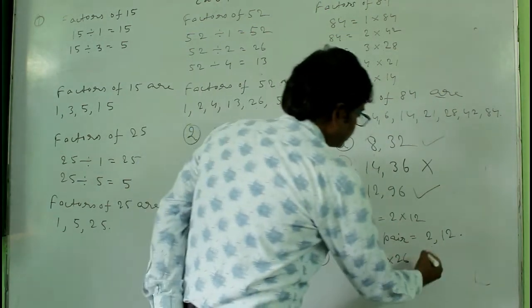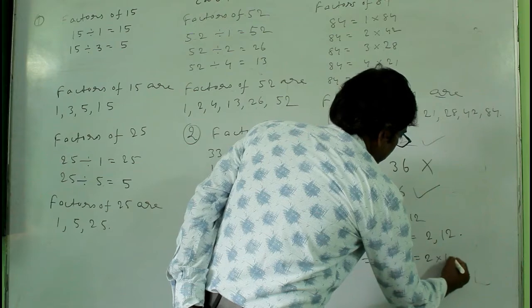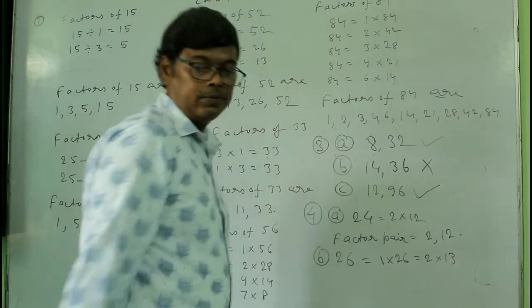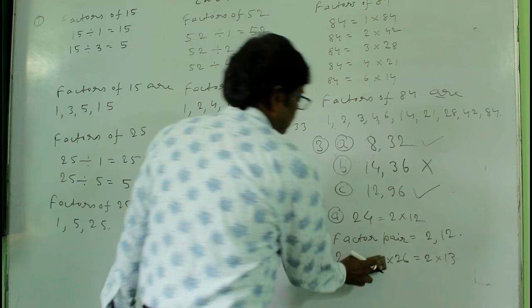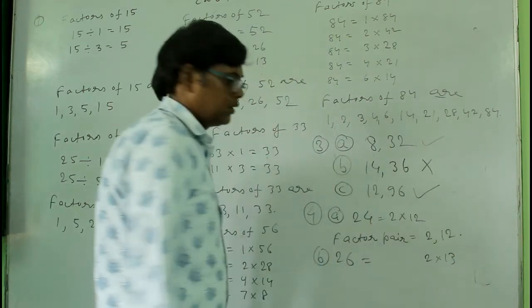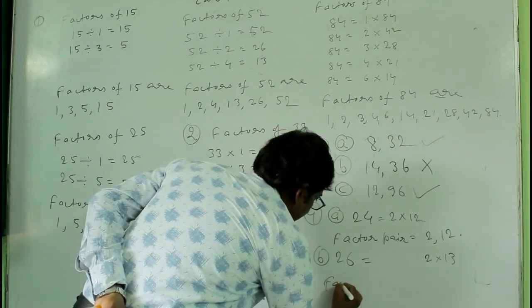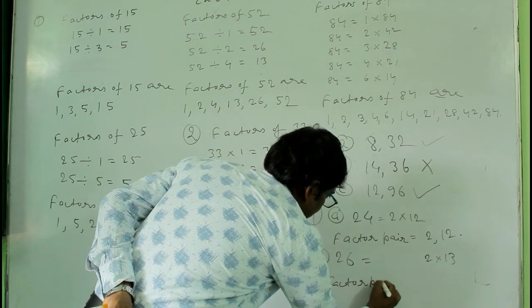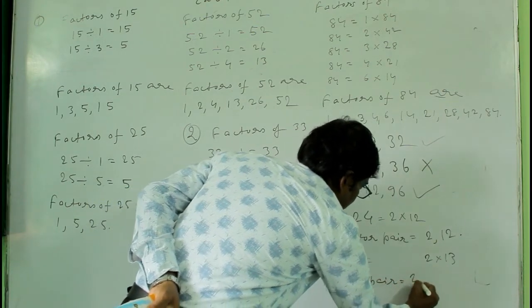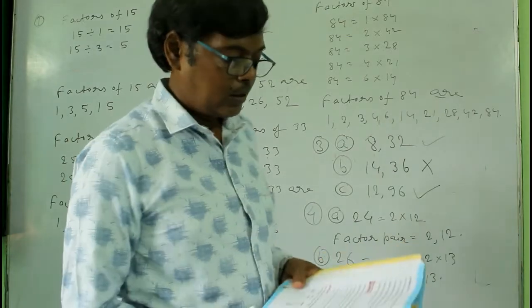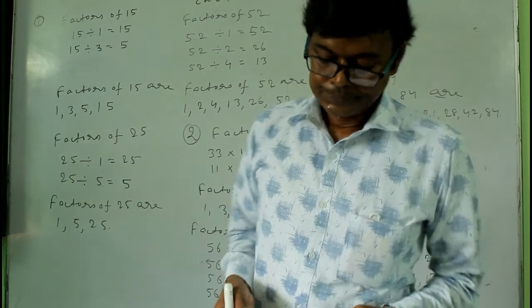So you can also write here equal to 2 into 13. But we write only one answer, so write only one. I think write only this much. That's it, 2 into 13. So factor pair equal to 2, 13. And similarly, you can find the answer of other questions yourself.